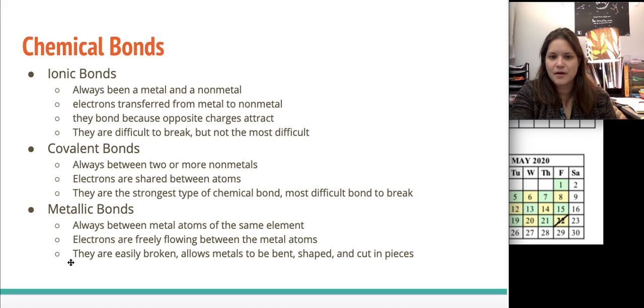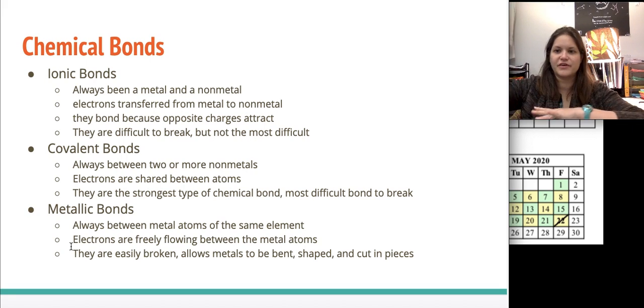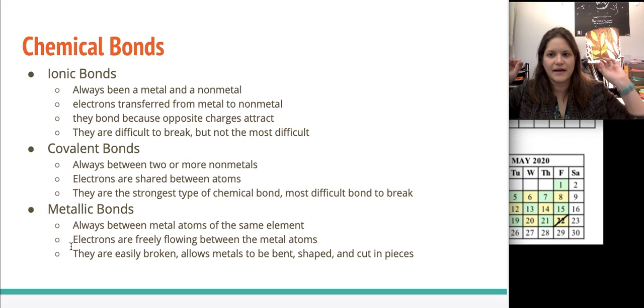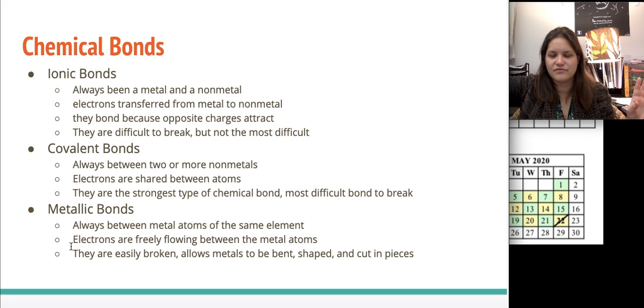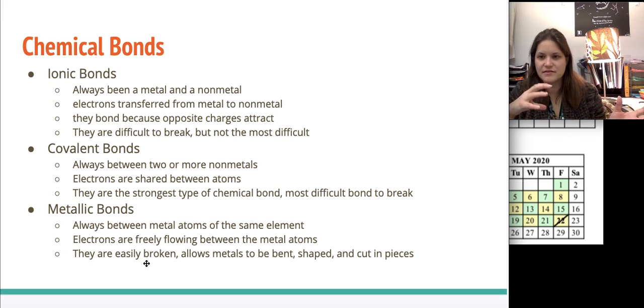And then metallic bonds, that's where the electrons are just freely flowing. All of those metal atoms want to get rid of their valence electrons, and so they're just letting them go, and those electrons can freely flow all over the place, which is why they're conductive. They are also very easily broken because the electrons aren't really holding anything together. There's no opposite charge holding things together, so they can be bent, shaped, and cut into pieces.